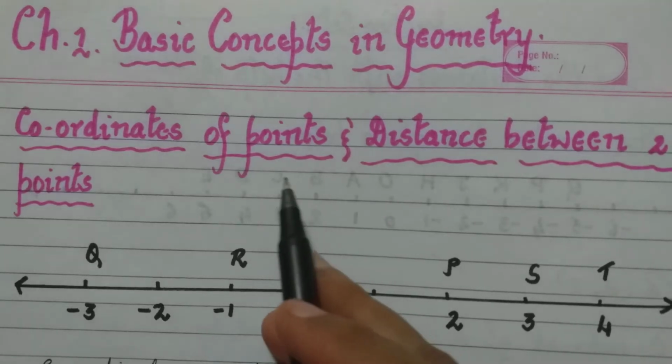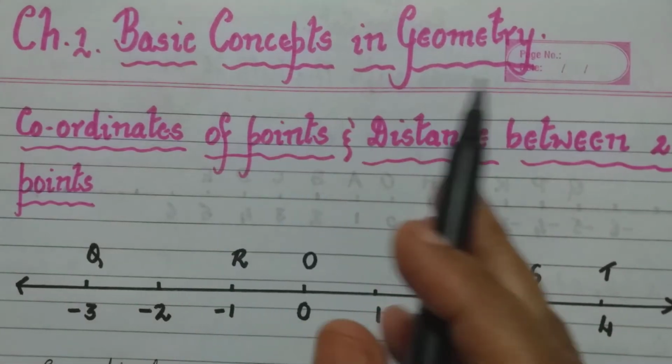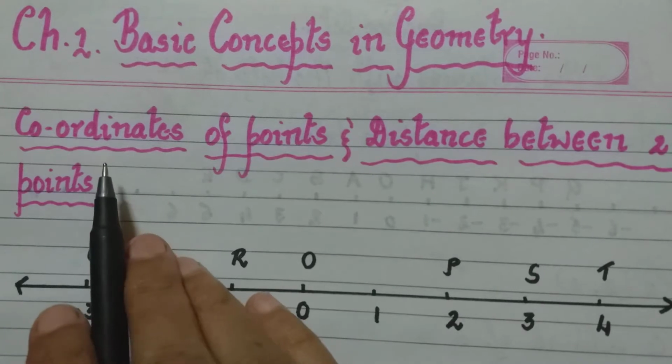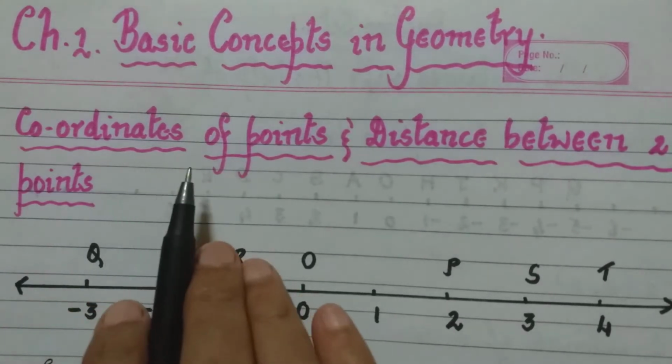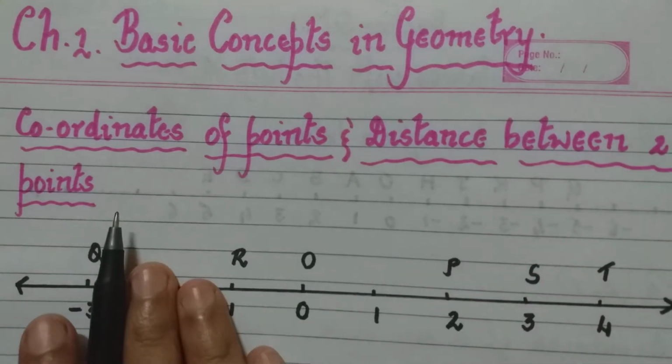Go to the first chapter in geometry. The name of the chapter is Basic Concepts in Geometry. Now first of all, let us go to coordinates of points and distance between 2 points.